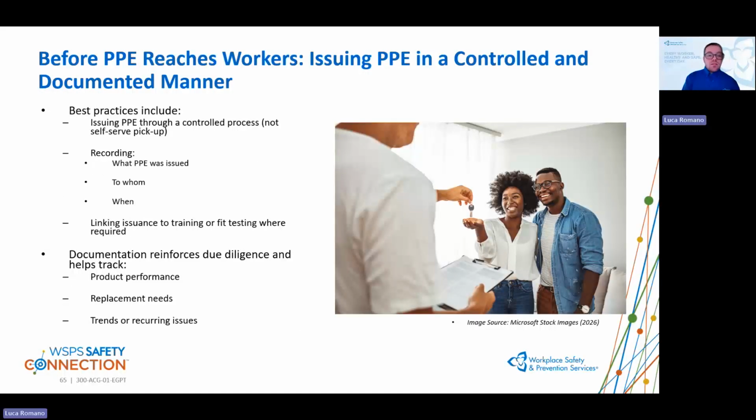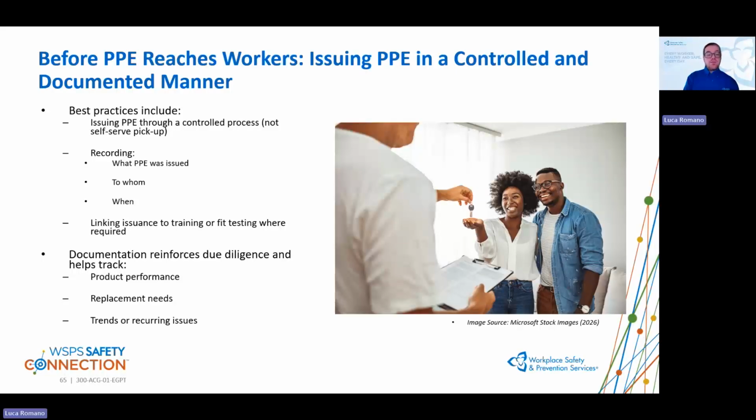Best practices when you're issuing personal protective equipment: it should really be done in a controlled and documented manner. So some examples of what can be done for the most part. You should be doing this in a controlled process. There shouldn't really be a self-serve pickup. You need to be recording what personal protective equipment was issued, to whom and when, and you should be linking this issuance to training or other requirements like fit testing.